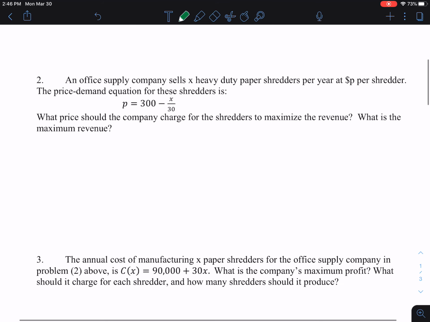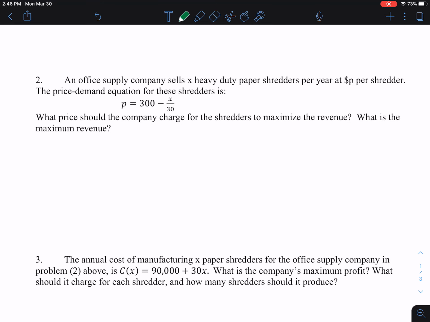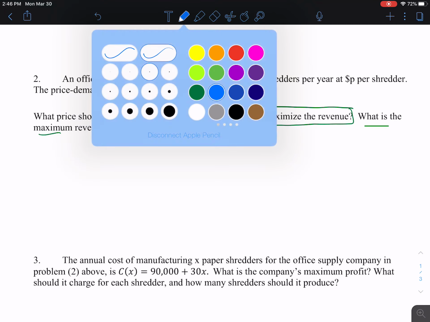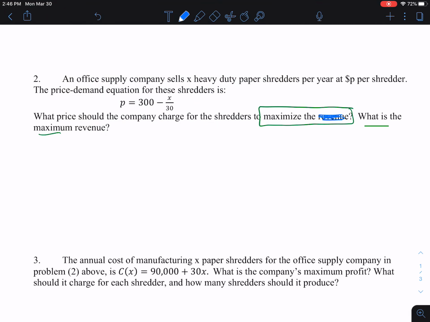In this case, we have an office supply company that sells heavy-duty paper shredders per year at a certain price per shredder, and the price-demand equation for these shredders is P equals 300 minus x over 30. It's asking what price the company should charge for the shredder to maximize the revenue, and what that maximum revenue is. If we're trying to maximize revenue, that is the function we need to find, so we can figure out the point that yields the maximum revenue.